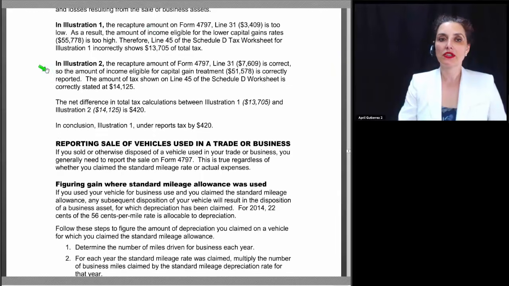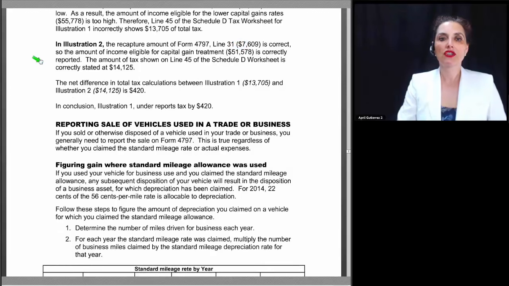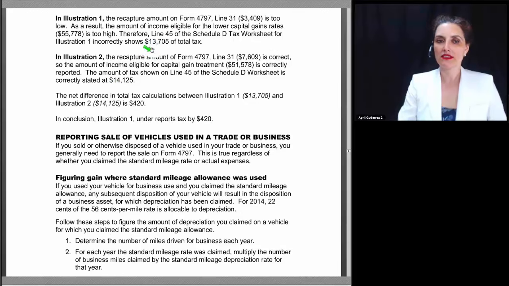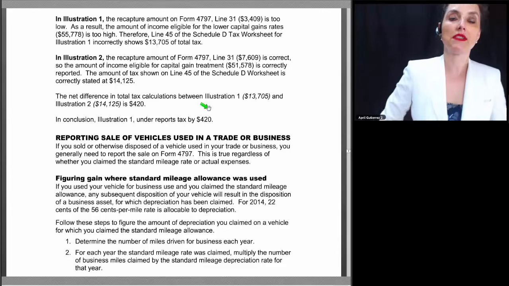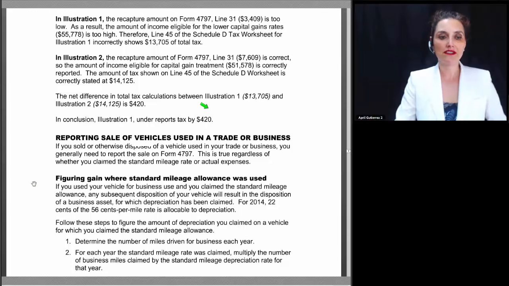Whereas in illustration number 2, the recapture amount on Form 4797, line 31, is $7,609, and that is the correct amount. So the amount of income eligible for capital gain treatment drops to $51,578, and the amount of tax shown on the capital gain worksheet increases to $14,125. So in illustration number 1, we came up with tax of $13,705. In illustration number 2, we come up with $14,125. The difference between those two numbers is $420, and because of the simple effect of entering the goodwill on the wrong line or in the wrong part of the form, tax was underestimated by $420.